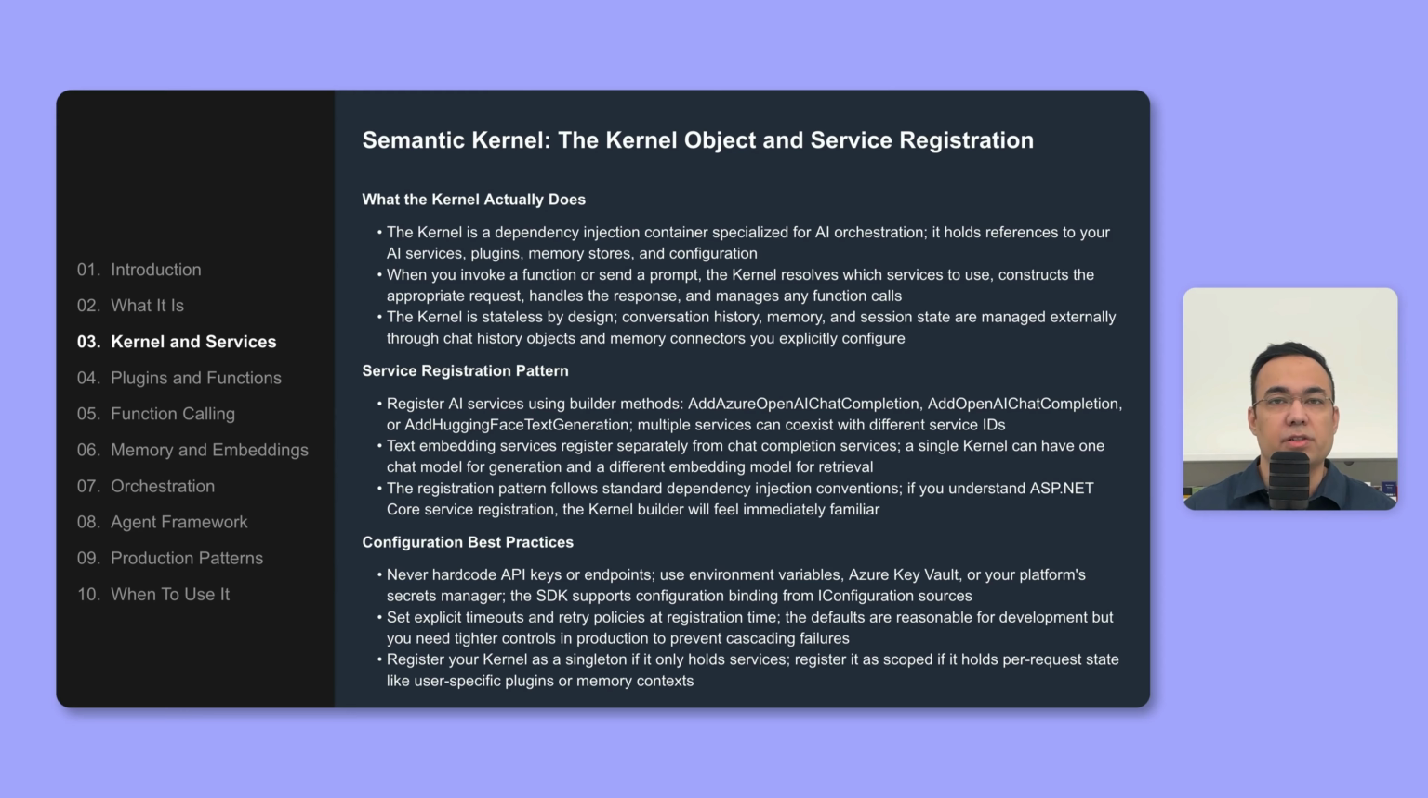When you invoke a function or send a prompt, here's what happens. The kernel resolves which services to use based on your configuration. It constructs the appropriate request, then it handles the response from the model, and if the model requests function calls, the kernel manages that entire cycle as well. All of this happens through that central kernel object.